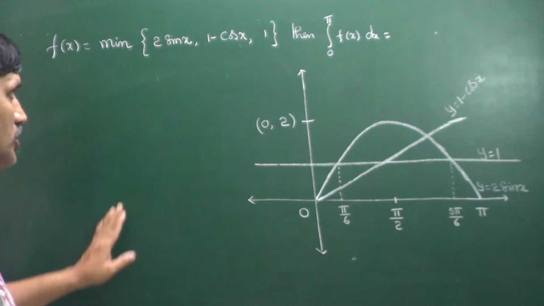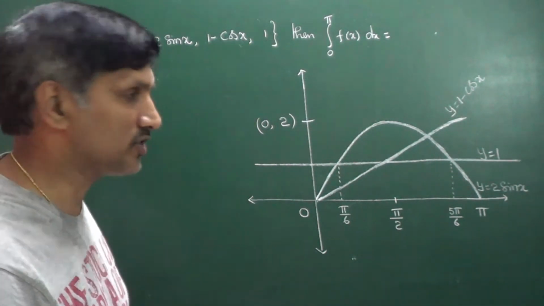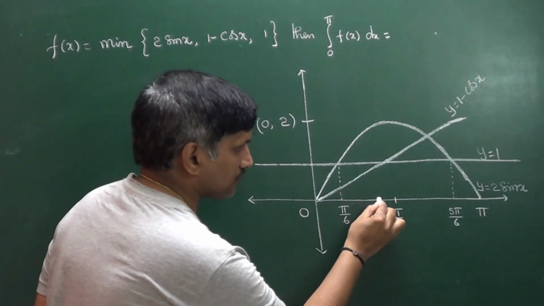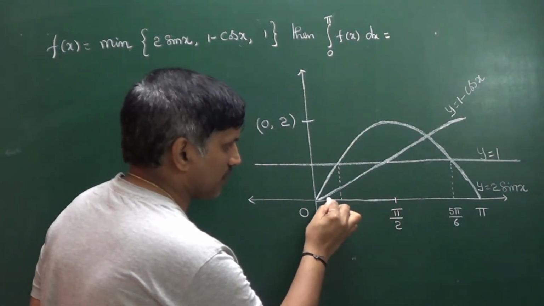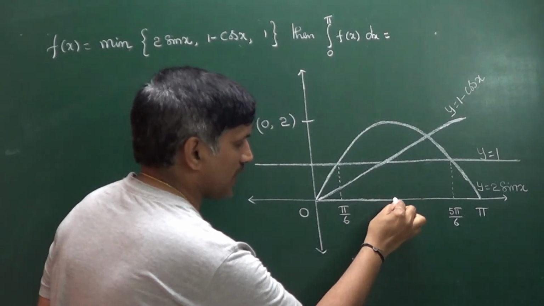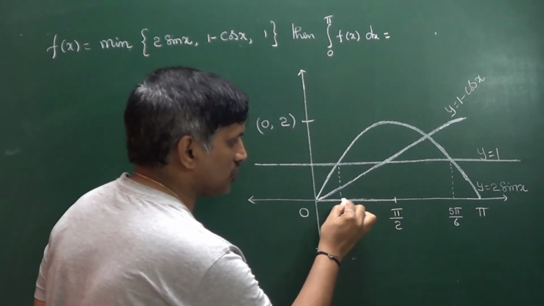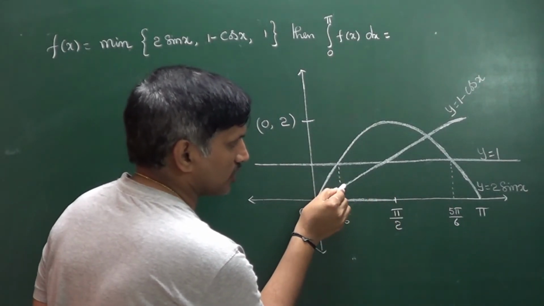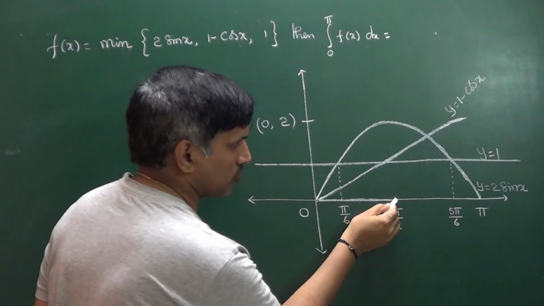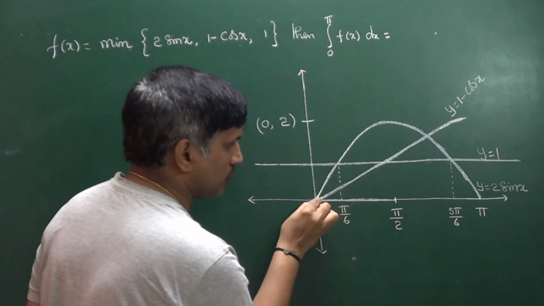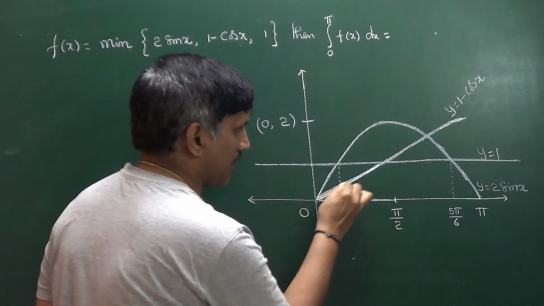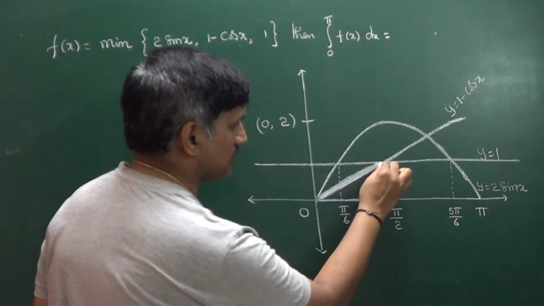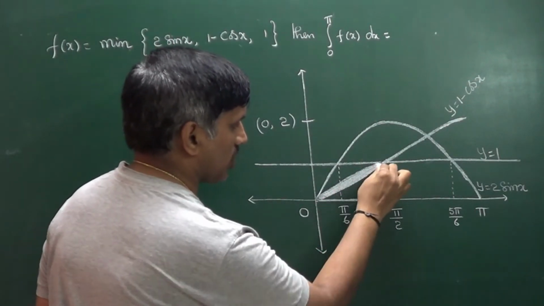What is being asked in the question? The minimum of these three functions. Once observe the graphs in the interval 0 to pi by 2. Observe the three graphs. In between 0 to pi by 2, which has the minimum value? You can observe the first graph, second graph, third graph. Between 0 to pi by 2, this has the minimum value. This portion has the minimum. That is nothing but the y is equal to 1 minus cos x graph.